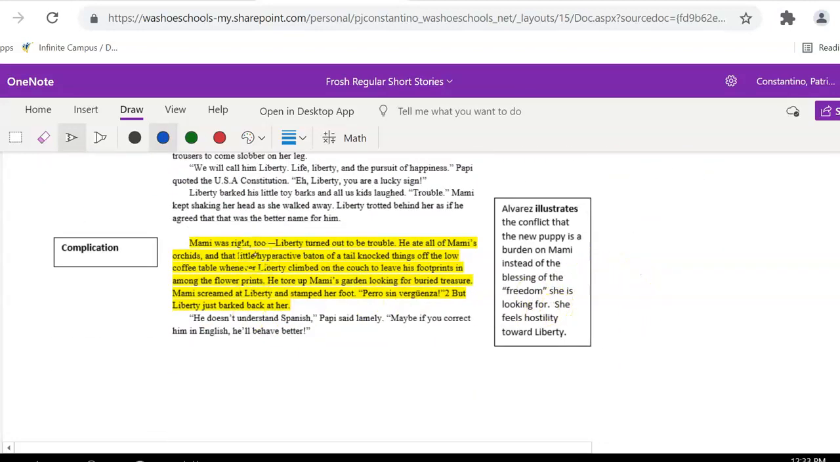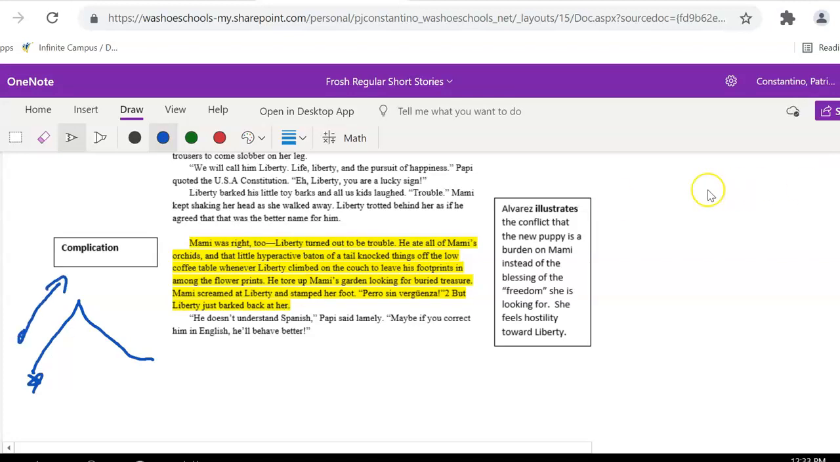Okay, then we get down to this part where Liberty's in trouble and he's tearing up the garden and things like that, and Mammy is so upset. So I just labeled that as a complication, because we know in our plot chart, if you remember, stories are going to follow this plot. So we already had our exposition. We're in the complication area. That's where I am right here in the plot chart.